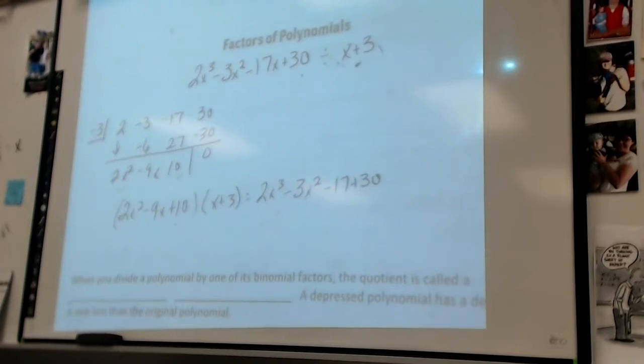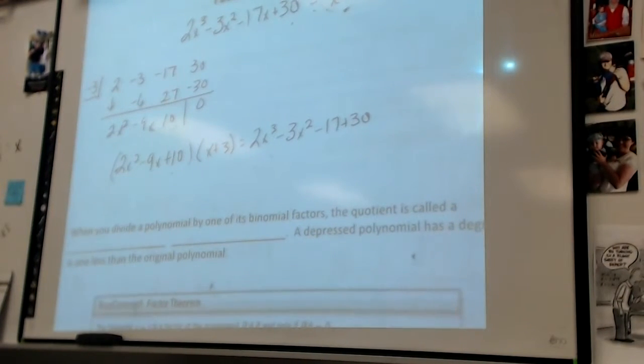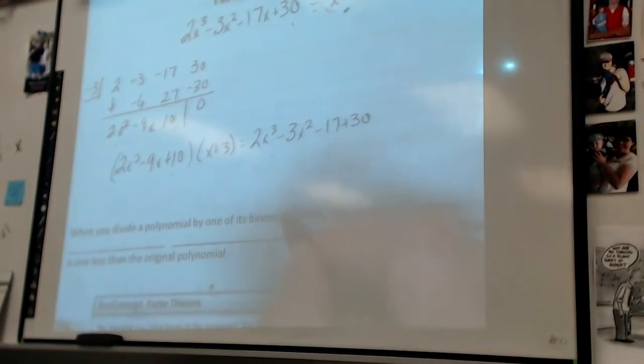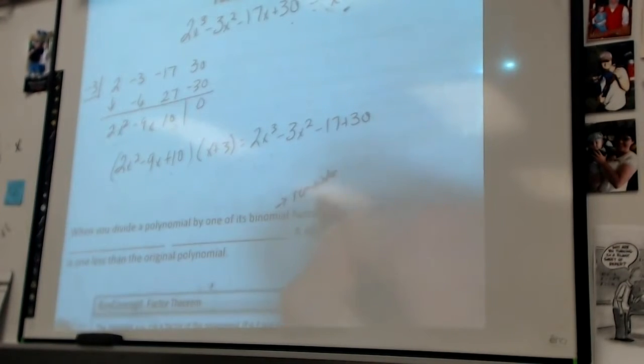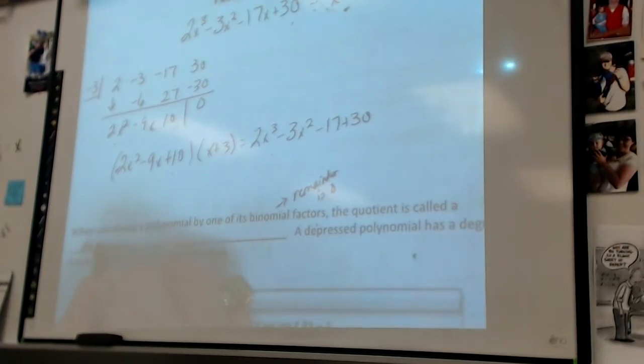Now, here's a term that you need to be familiar with. It's kind of a weird term. I kind of get tickled every time I hear it. When you divide a polynomial by one of its binomial factors, the remainder is 0. So when you divide a polynomial by one of its binomial factors, the quotient is called a depressed polynomial.